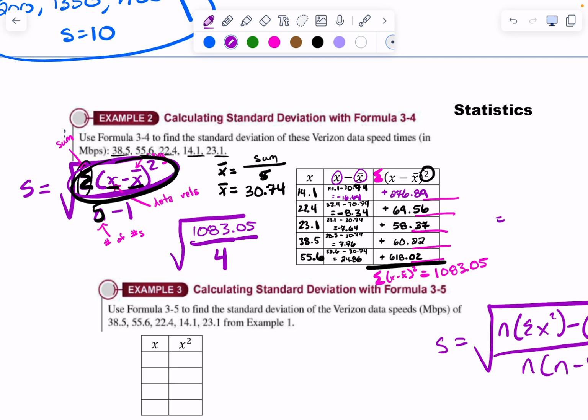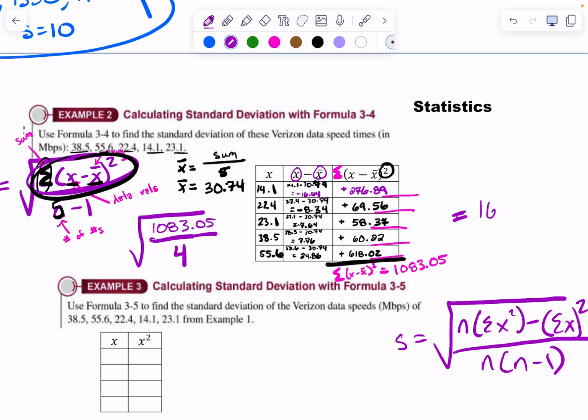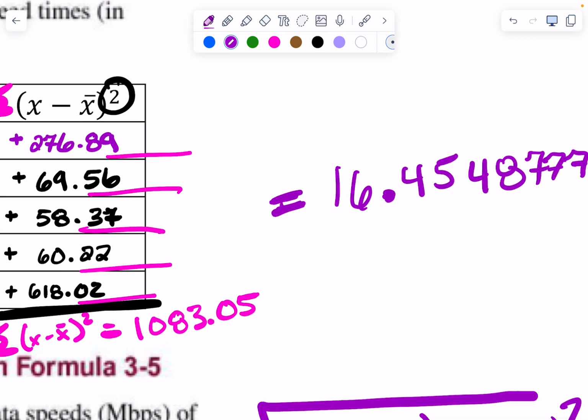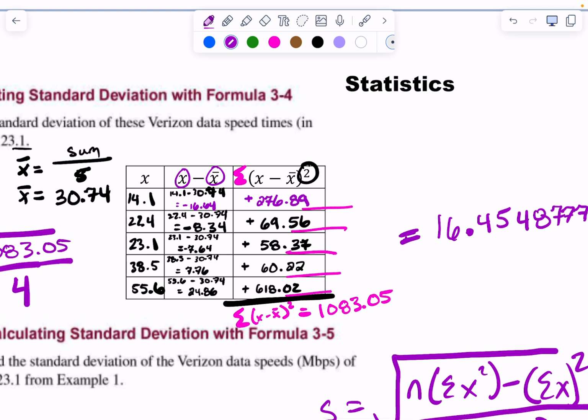Take your whole number. I got 16.45. Let's go more decimal places: 16.4548777. Write that whole thing down. 16.4548777. That's my standard deviation. Gross. That is disgusting. Imagine if you had 100 numbers. We had 5. And also imagine that those numbers are in the thousands.